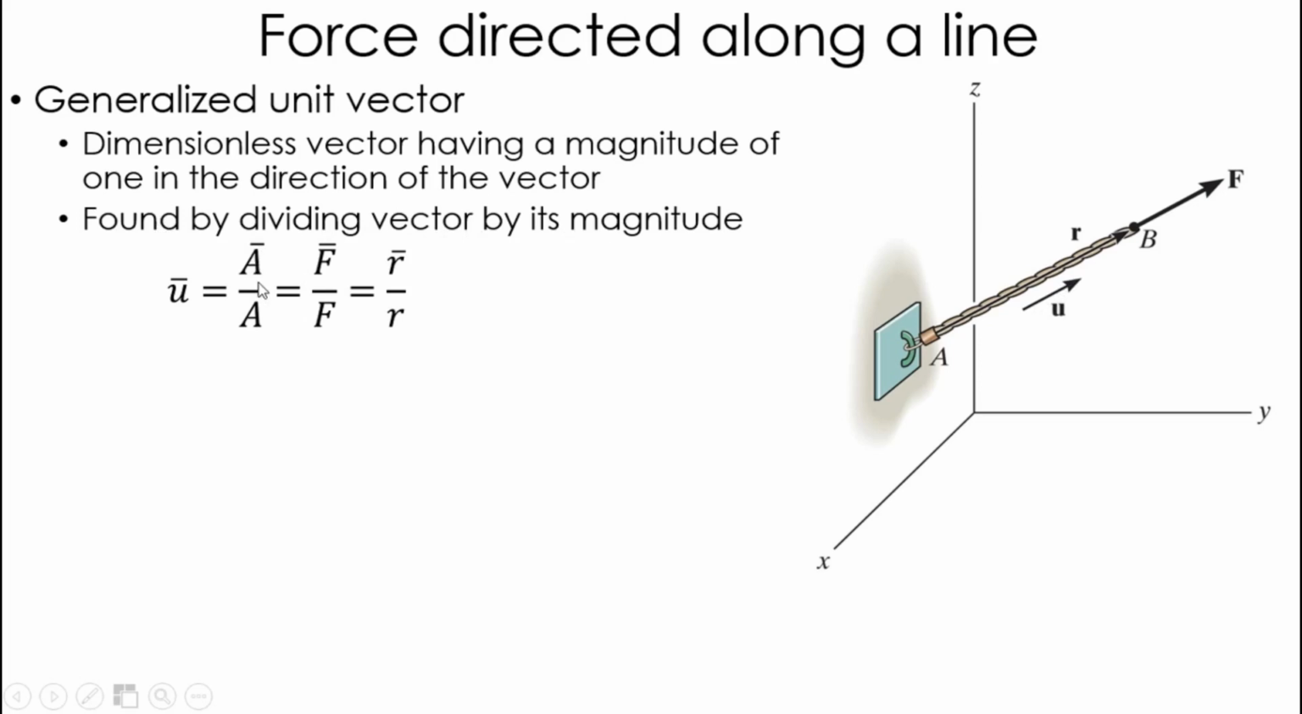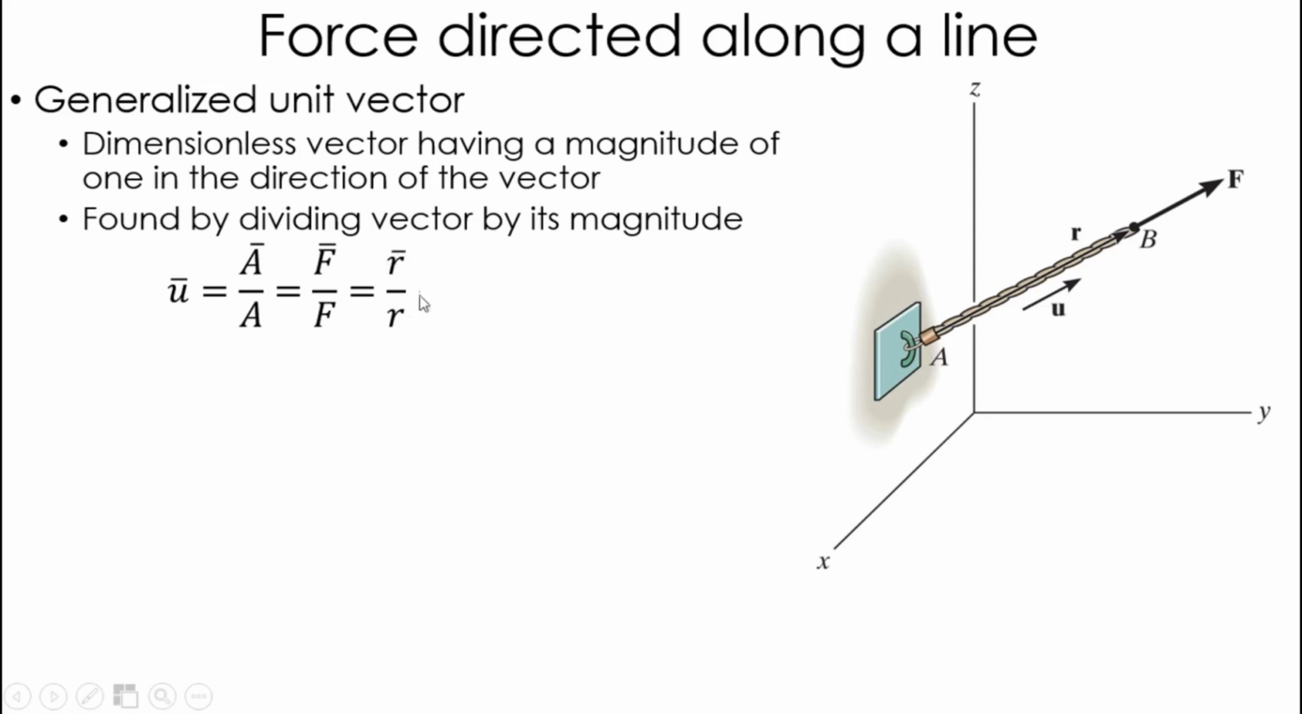So any A vector divided by the A vector's magnitude will give me my unit vector. Similarly, if I know my force vector, I can take the force vector divided by the square root of the sum of the squares. That'll give me the unit vector, a vector with magnitude 1 in the direction of my force vector.